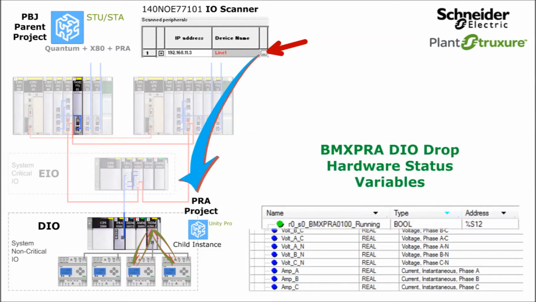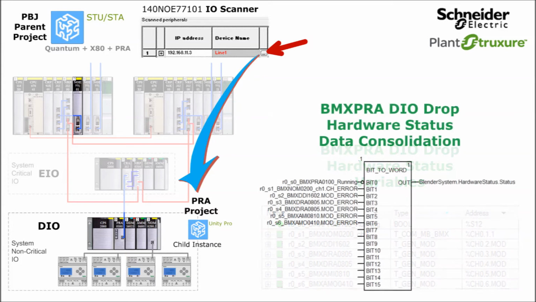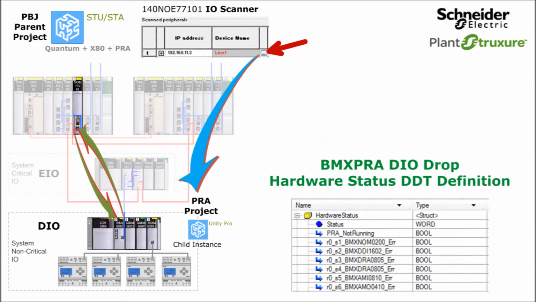Next is to provide diagnostic data for the DIO drop hardware. This is done by creating variables that are IO DDTs for the hardware and other required diagnostic information as EDT types, referencing these to system words and/or bits. And then code and functions are used to consolidate these data points into a variable that is based on a DDT created to contain the diagnostics and include them in the data exchange.